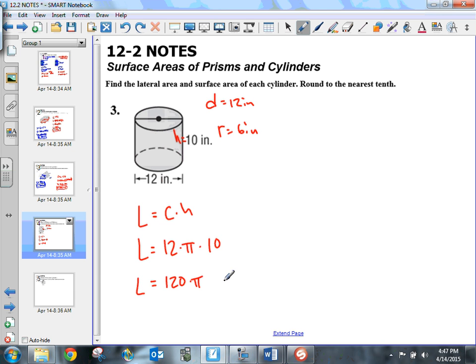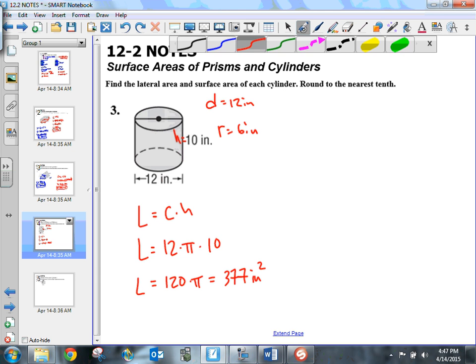That would be your exact answer, but if you wanted to round that to the nearest tenth, then we would end up getting 377 inches squared.